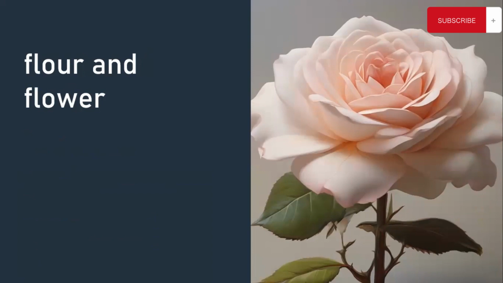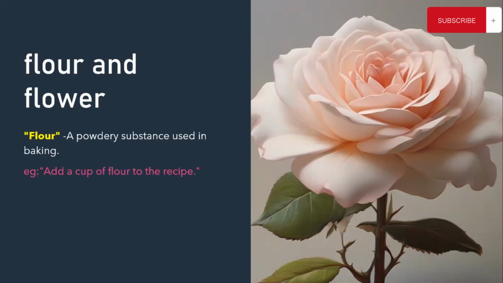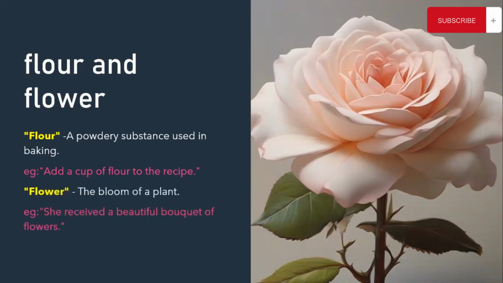Last but not least, we have flour and flower. Two words that might look alike but have entirely different meanings. FLOUR is a powdery substance used in baking. Add a cup of flour to the recipe. FLOWER is the bloom of a plant. She received a beautiful bouquet of flowers.